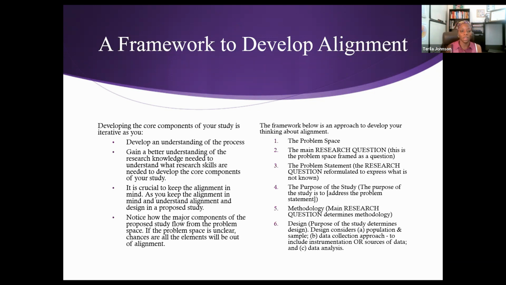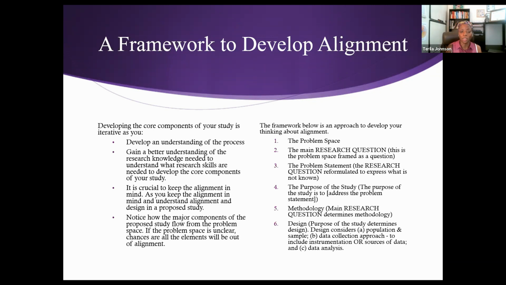Then the second thing in developing these core components is to gain a better understanding of the research knowledge needed to understand what research skills are needed to develop those core components of your study. So for example, when we're talking about skills, if you're going to do things quantitatively, you have to have a certain skill set to be able to do that. What are those skills? That's one of the things that you need to be able to look into, because when you go into chapter 3 for writing that, you're going to have to talk about the procedures and the steps that you're going to take to get things done. So again, that's that development of understanding the process.